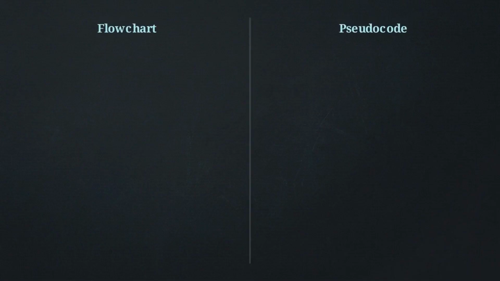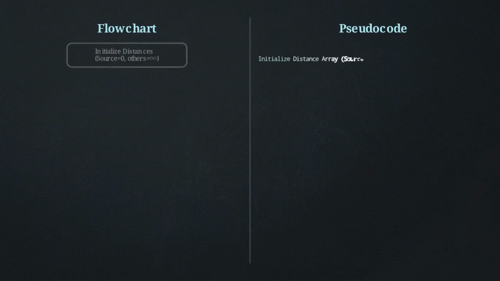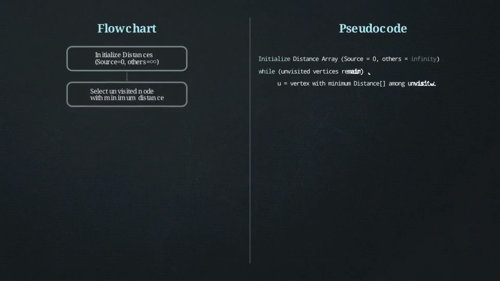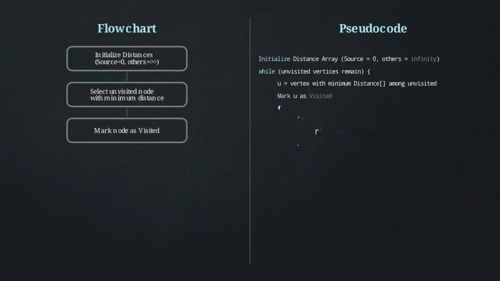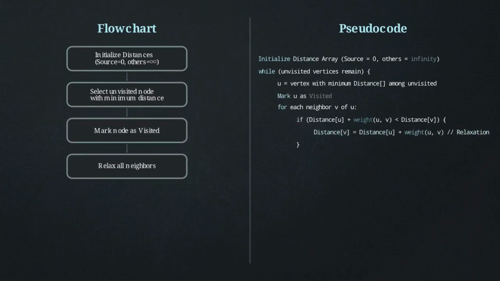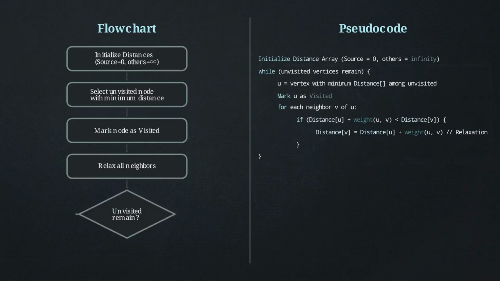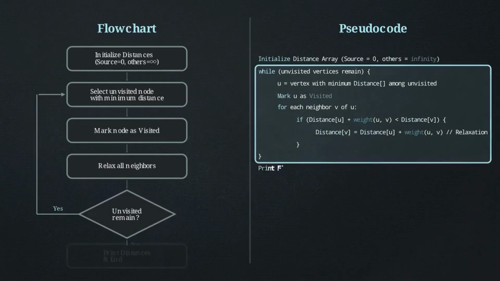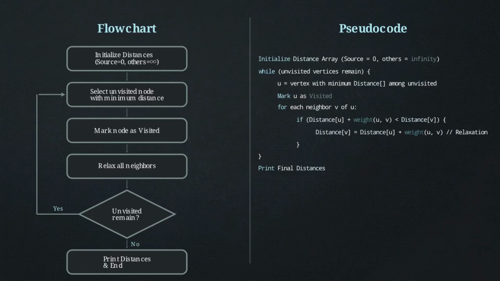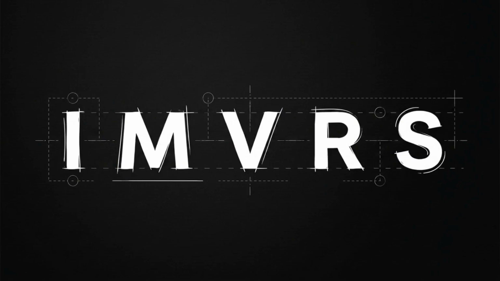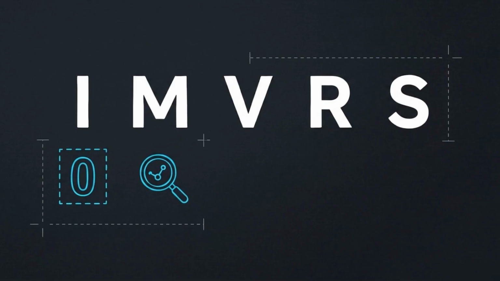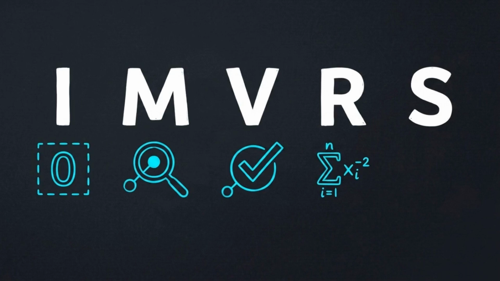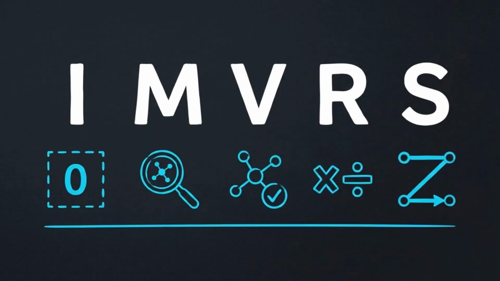This chart shows the exact logic we executed, mapped into a formal flowchart and pseudocode. We initialize distances, choose the minimum unvisited node, mark it visited, and relax its neighbors. The code then cycles through this process until no unvisited vertices remain. To remember this precise order of operations during exams, use the acronym IMVRS. Initialize, select the minimum distance, visit the node, relax its neighbors, and output the shortest paths.